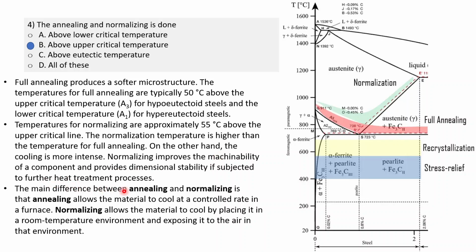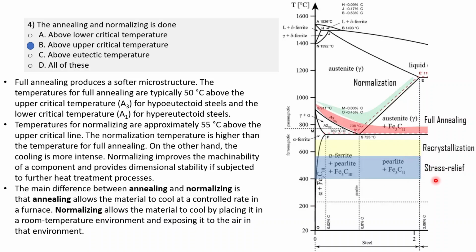So that's why it improves the machinability. The main difference between annealing and normalizing is that annealing allows the material to cool at a controlled rate in the furnace, while normalizing allows the material to cool by placing it in a room temperature environment and exposing it to the air. So the cooling rate is always higher in case of normalizing compared to annealing. Because of the higher cooling rate, you will be having a non-equilibrium microstructure in case of normalizing compared to annealing.